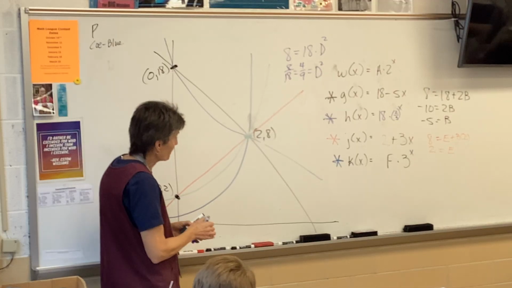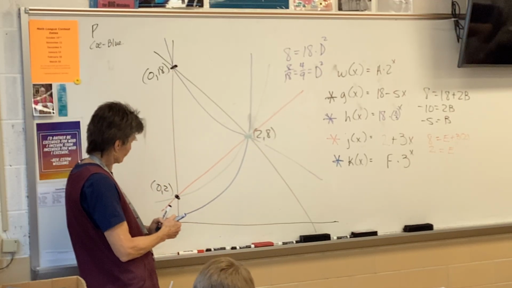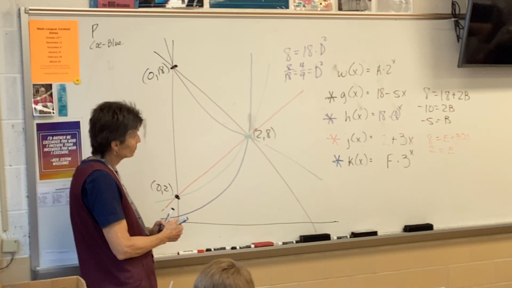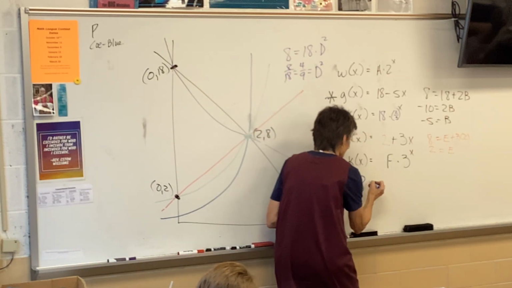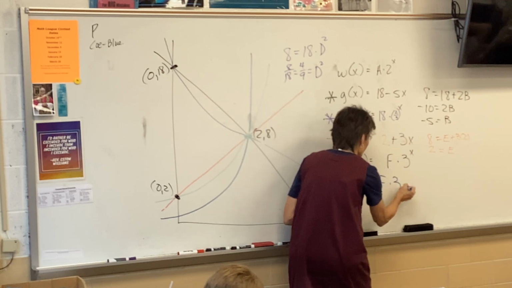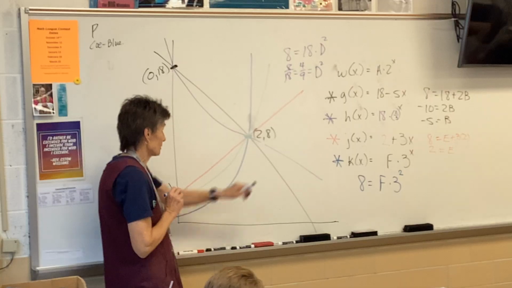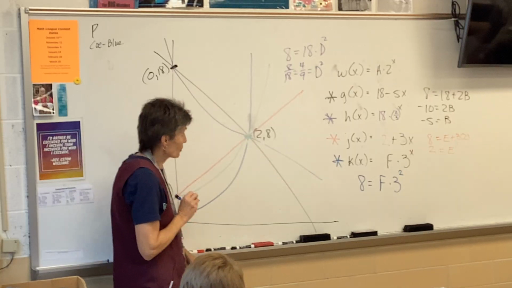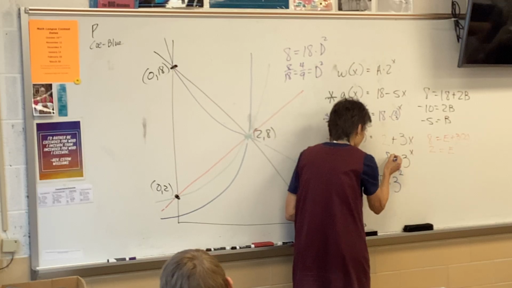And what do I know about my blue equation? Well, don't I know that if I put in 8 for y and 2 for x, it's on that curve. So it looks like f must be 8/9.